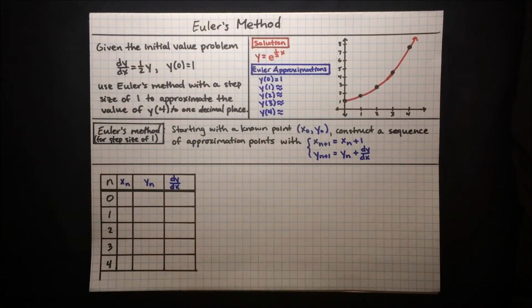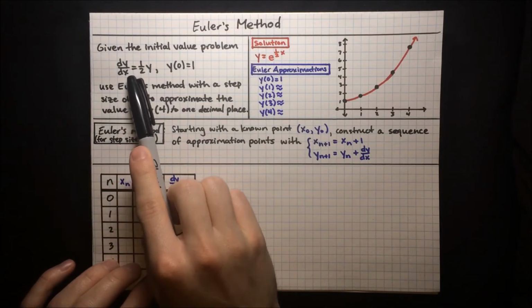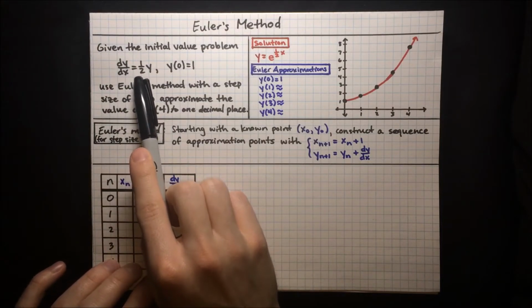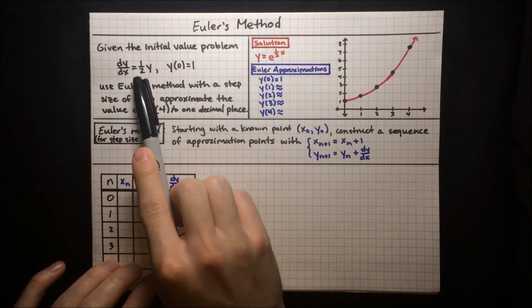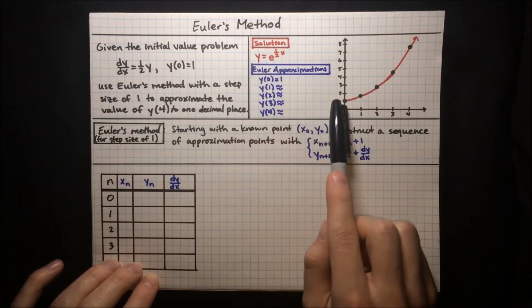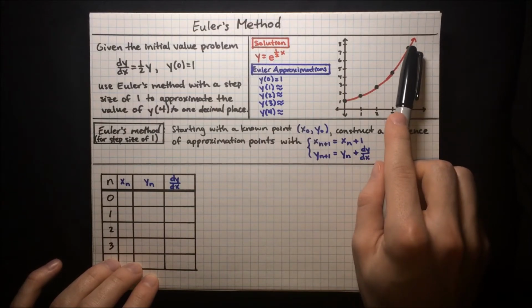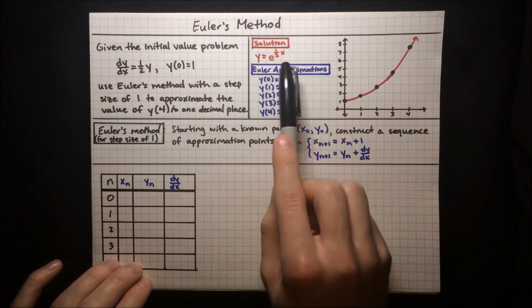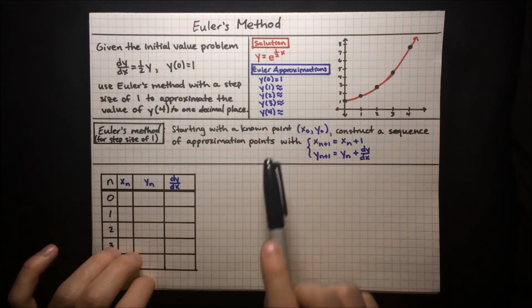Now, you might notice that this differential equation can be solved using separation of variables. You solve it using separation of variables and you just find that y equals e to the half x, and that graph is plotted here. We'll be using this graph for comparison with our approximations.